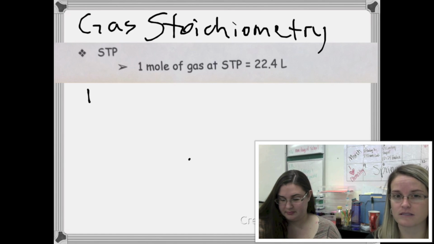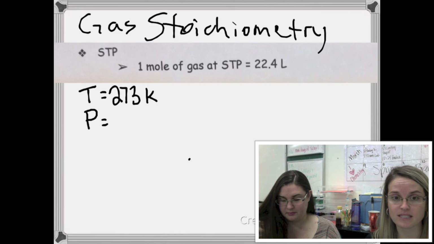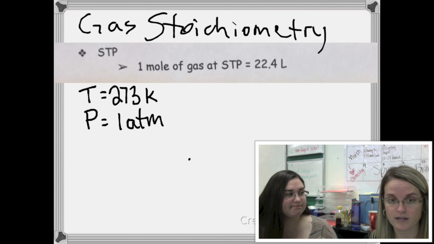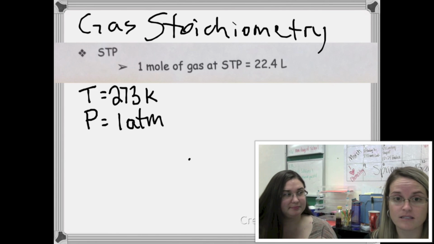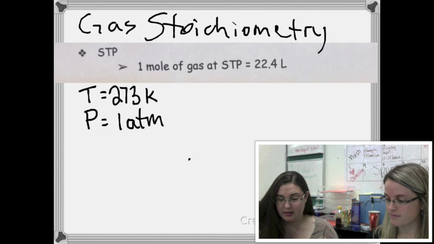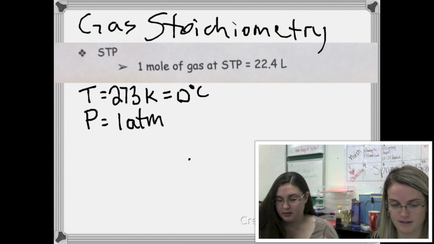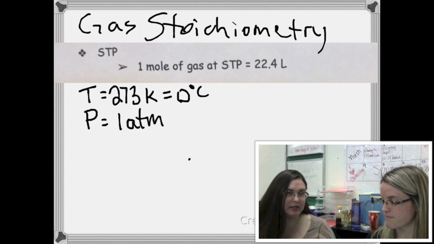And when they tell you that something's at STP, it's telling you that the standard temperature is 273 Kelvin and your pressure is 1 atmosphere. So anytime you see that something's at STP, that should be a dead giveaway that it's 273 Kelvin and 1 atmosphere. They don't have to tell you that. They're just going to say at STP, and you're expected to know it. This is the same thing as 0 degrees Celsius, to which you would add 273 to change to kelvins. And obviously your corresponding pressure would be 1 atmosphere.